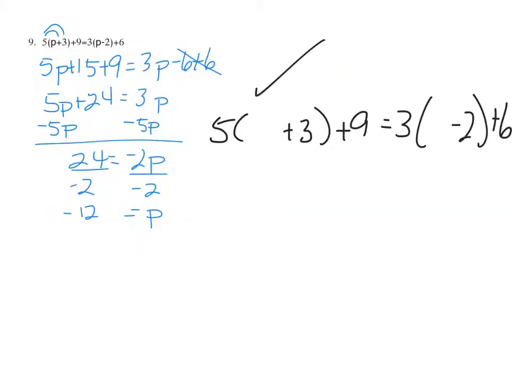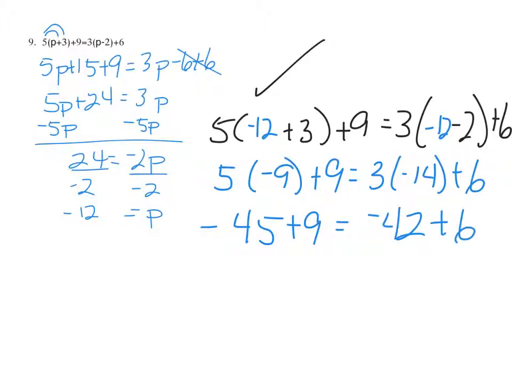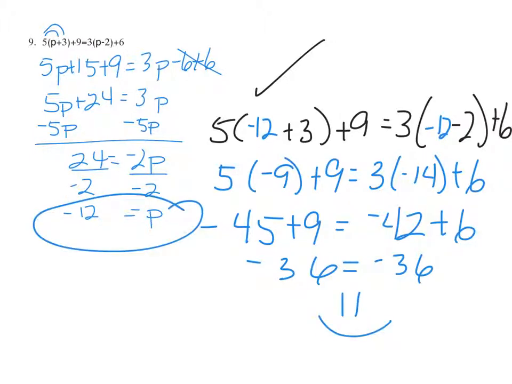Checking by going back to the original equation and substituting in the negative 12 that I got, I'm going to have 5 times negative 9 plus 9 equals 3 times negative 14 plus 6. Negative 45 plus 9, I hope, equals negative 42 plus 6, and sure enough, negative 36 does in fact equal negative 36. So my check step worked, and I know my answer's right.